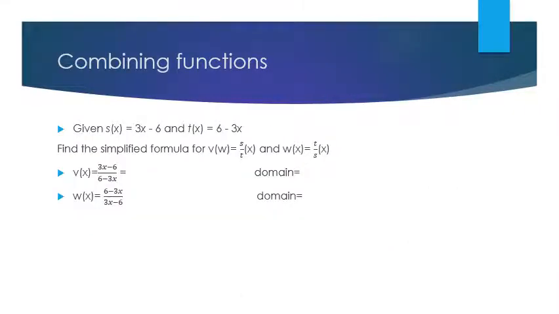Now, one part of your test is where you're combining functions. So you might be given a couple of different functions, and you might want to know, well, what happens if one happens first and then the other one happens? So here's an example. One of your functions is s of x equals 3x minus 6, a linear function, and t of x equals 6 minus 3x, another linear function. Find the simplified form for v of x equals s times t of x, and w of x equals t over s of x.